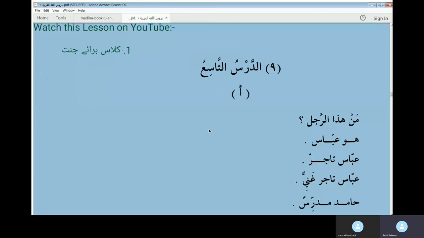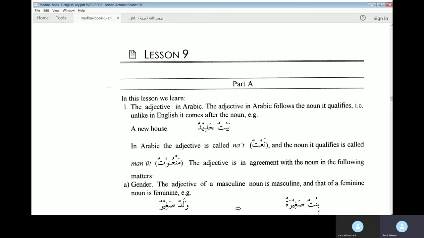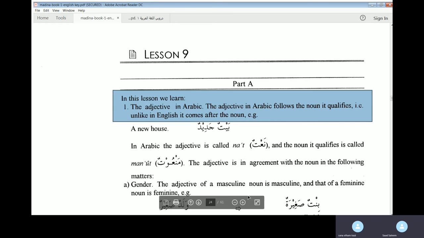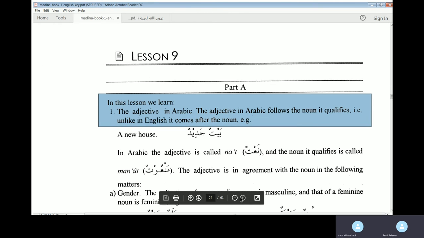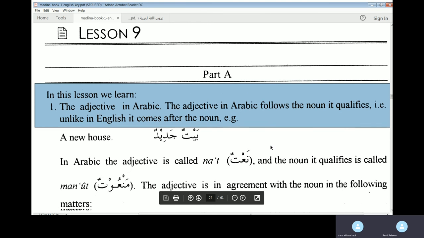This is for the PDF, the ninth lesson. So, start English grammar. The grammar book or the textbook? Grammar book. Grammar book, okay.